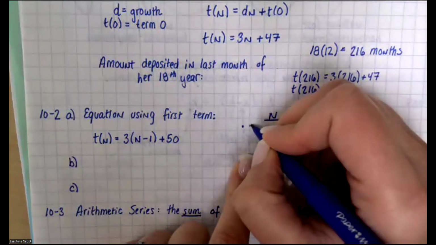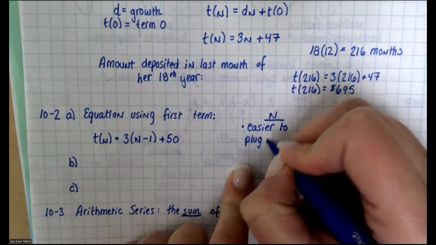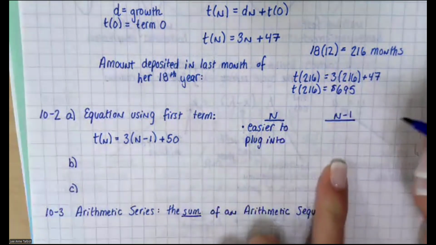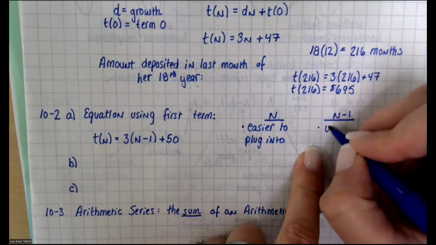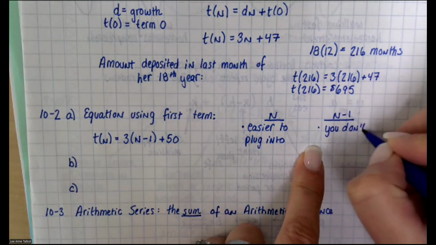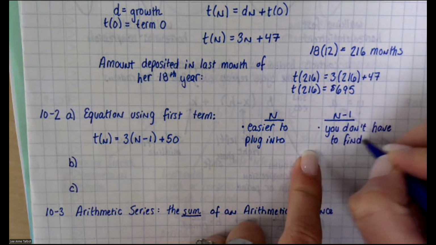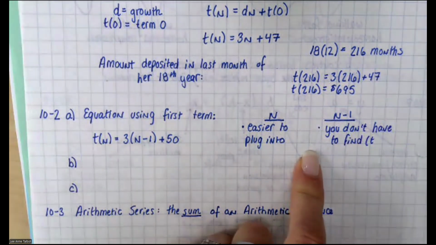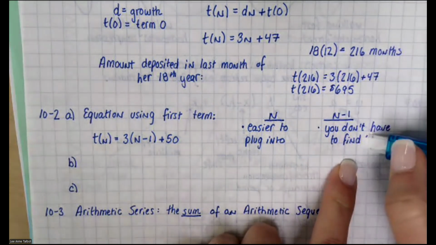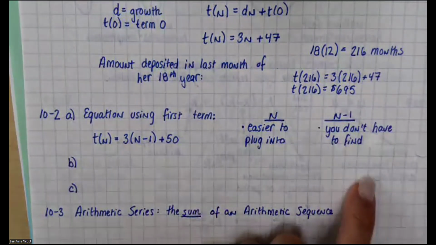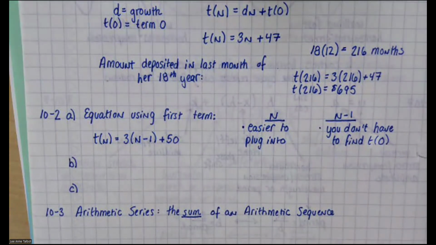Term 0 is easier to plug into. But term 1 is easier because you don't have to find T0, which isn't a big deal when you're talking about 50 and 47, but sometimes the numbers are really bad, and it would be really nice to not have to work backwards to find term 0.